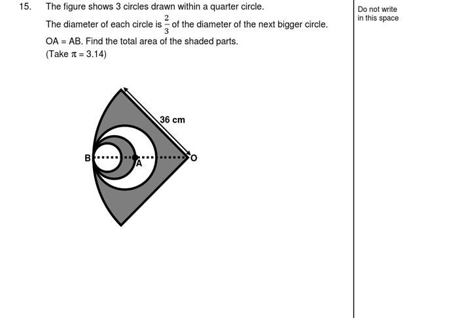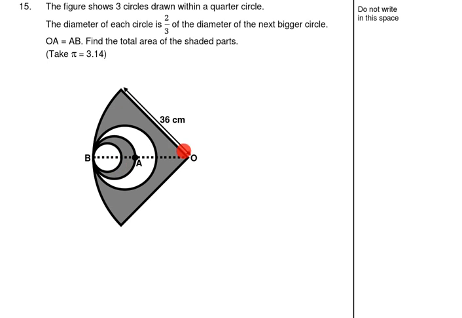Okay, the diameter of each circle is 2/3 of the diameter of the next bigger circle. So, if the bigger circle is so-called 30 cm, right? The smaller circle will be 20 cm, correct or wrong? Okay, because 2/3, right? Right, I mean giving you an example. So, in this case, we have this radius is 36 cm.